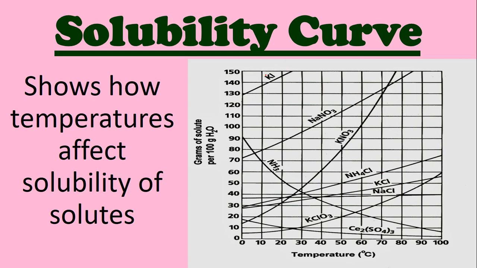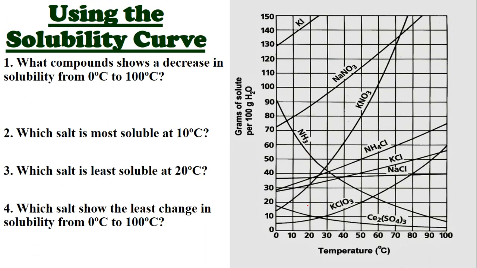This one up here, that's KI, while the one right here, it's NH4Cl. We'll get into why it looks like that with the different element symbols in a couple videos. So let's use the solubility curve and answer some questions. So we have the solubility curve over here.